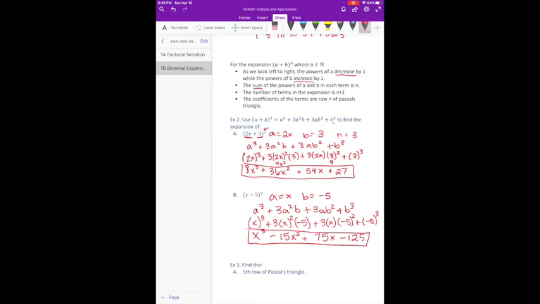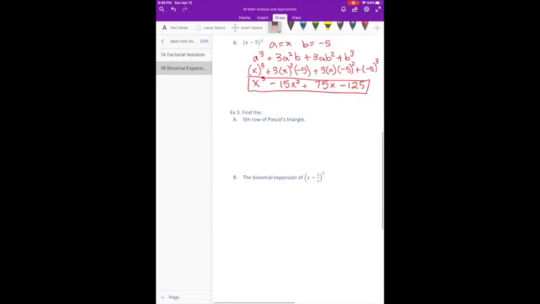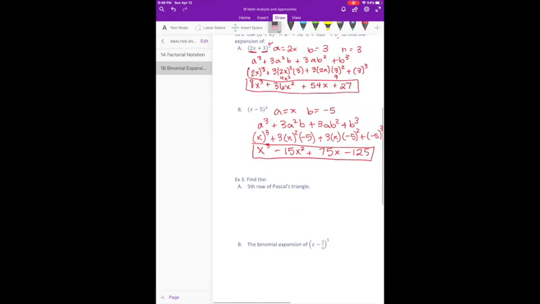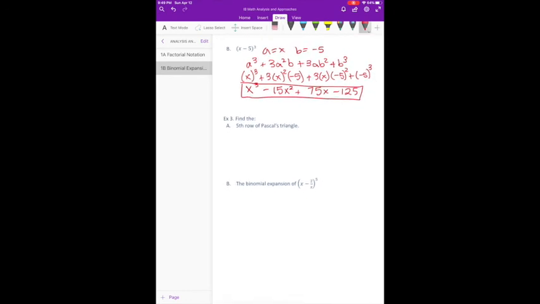All right, now example 3. Find the fifth row of Pascal's triangle. So I actually already have it up there, but I'm going to go ahead and write it out again. So our first row is 1, 1. Second row, 1, 2, 1. Third row, 1, 3, 3, 1. Fourth row, 1, 4, 6, 4, 1. And then the fifth row, 1, 5. 1 plus 4. 4 plus 6 is 10. 6 plus 4 is 10. 4 plus 1 is 5. 1. Okay, so that is our fifth row.